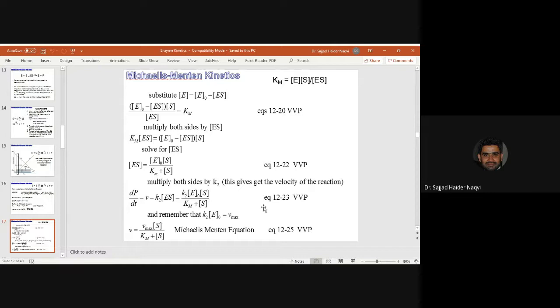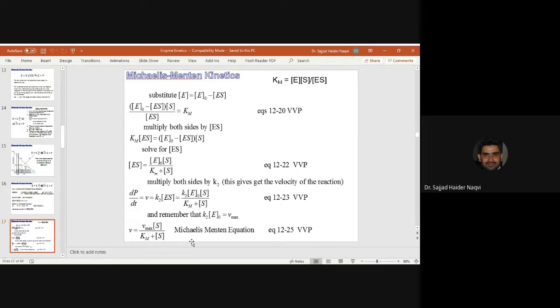And we also remember that K2 times E naught is actually equivalent to Vmax. So in place of this we can introduce Vmax. As a result of this, we got the Michaelis-Menten equation. So V, the velocity, is equal to the maximum velocity multiplied by the substrate concentration divided by Km plus the substrate concentration. This particular equation is referred to as the Michaelis-Menten equation. And you can see from this formula, this is mainly used to calculate the initial velocity.